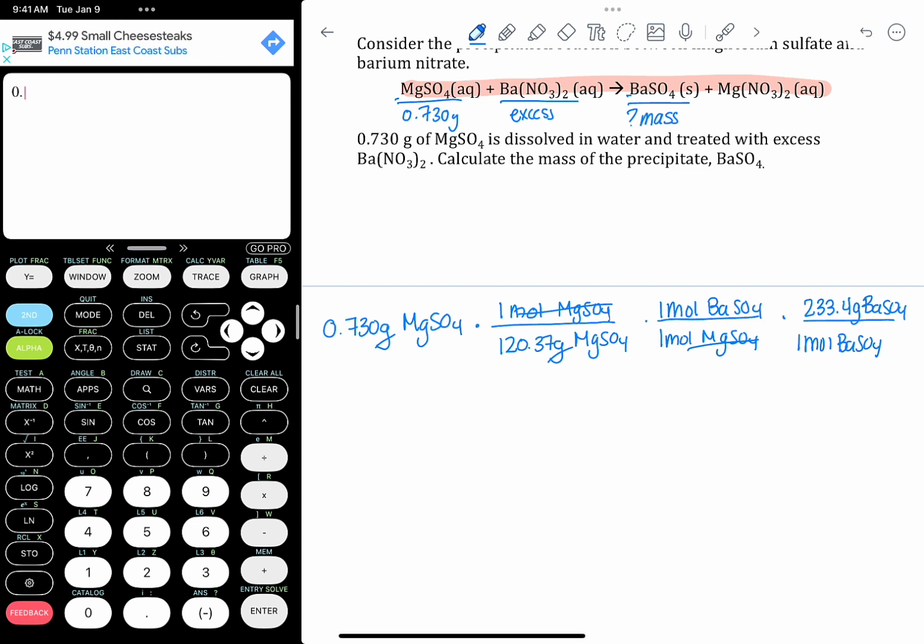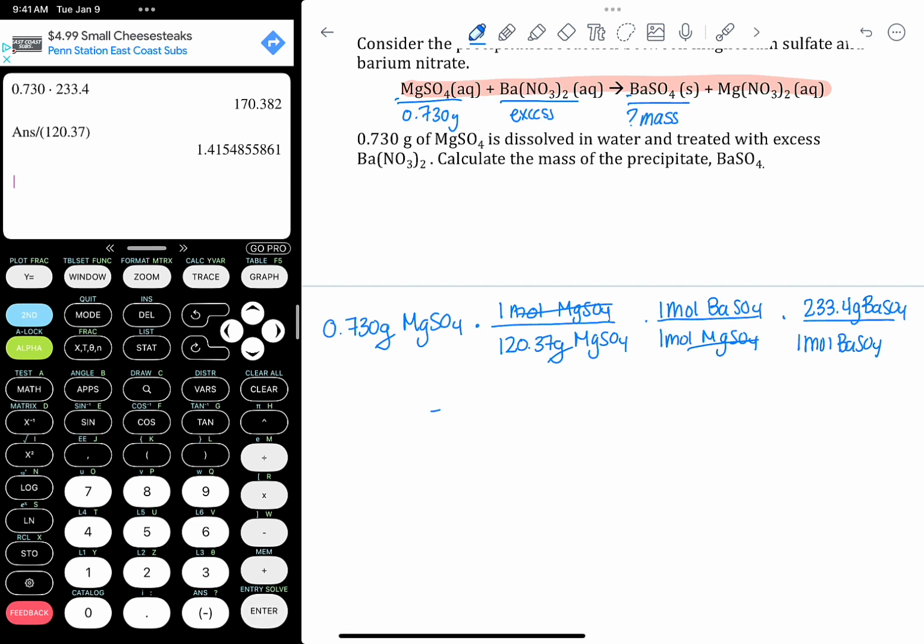So we take 0.730. We're going to multiply it by 233.4. So I'm just multiplying everything on top together, and then I'm going to divide by everything on the bottom here. So that's just going to be divided by 120.37. Everything else is a 1, so we don't need to account for it.